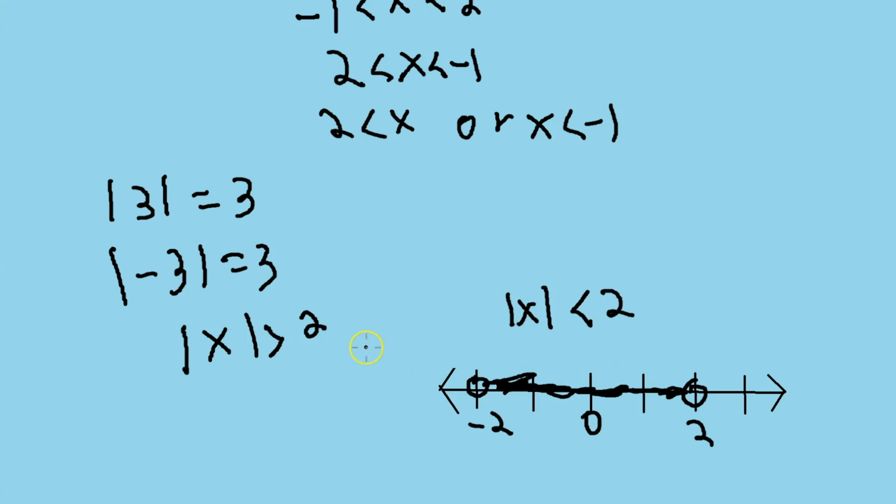All right. And the opposite goes for the other inequality, the absolute value of x is greater than 2. That would be on the outside instead of the inside.